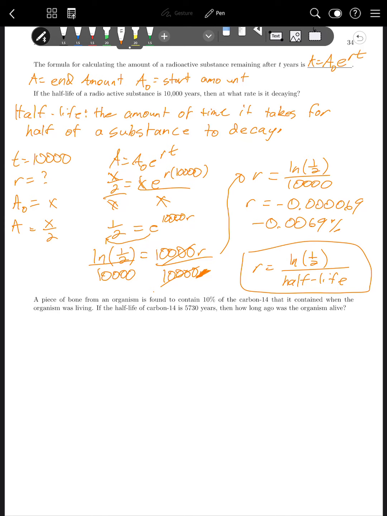One of the ways this kind of math gets used is to date old things. If we know how fast something decays away for something that is regulated in a living item, then after it dies, when it's no longer regulated, we should be able to calculate how long it's been dead for. And that's the idea behind something like carbon-14. So a piece of bone from an organism is found to contain 10% of the carbon-14 that it contained when the organism was living. If the half-life of carbon-14 is 5,730 years, then how long ago was the organism alive? Okay, so in this case, we're still using the same formula.